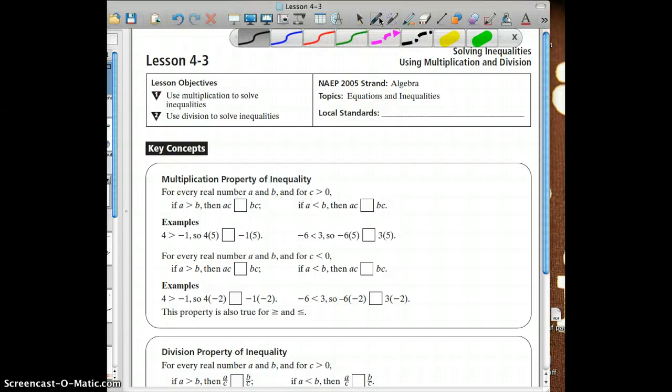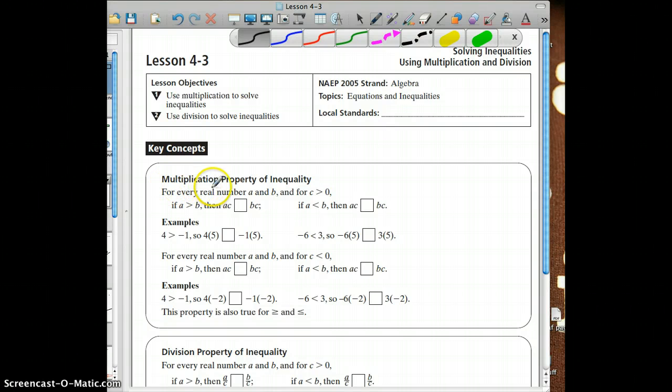Hi class, we're looking at using the multiplication properties and division property of inequalities in order to solve inequalities. Let's look at the multiplication properties first. These properties, multiplication and division, there's a trick to them you have to watch out for.